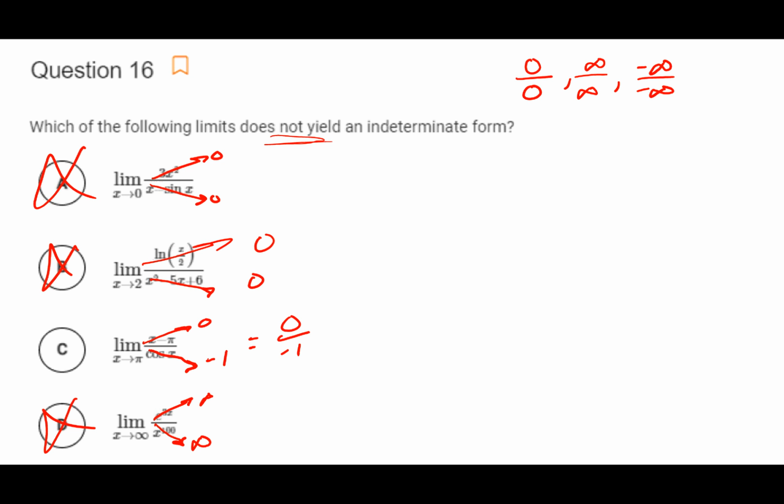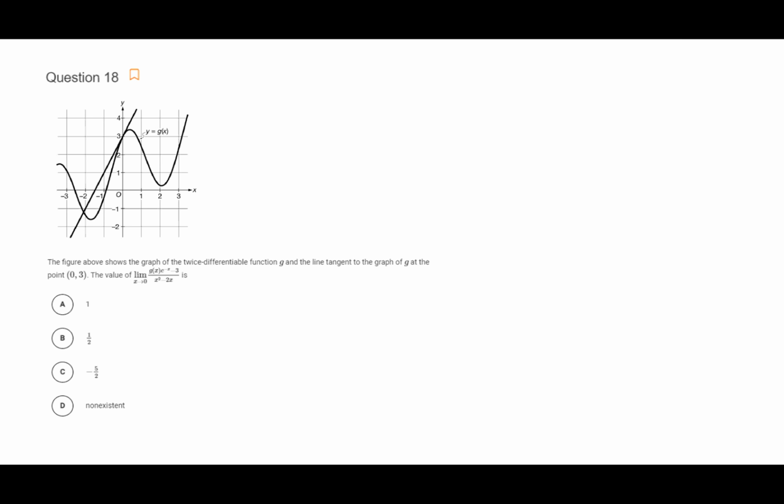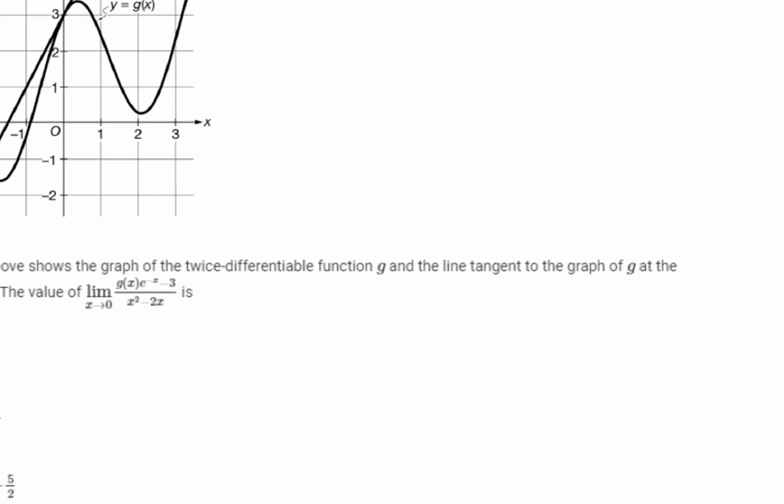So there was a refresher on L'Hopital's rule and indeterminate forms. Last problem. All right, I'll zoom in on this one a little bit so you can see a little bit better.